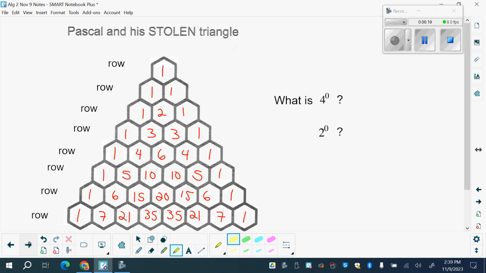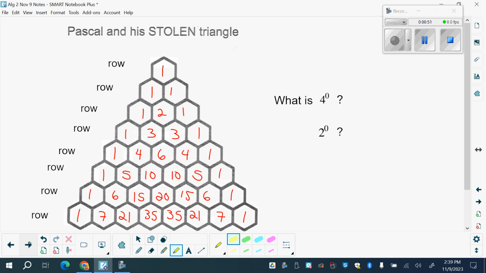Where the stolen triangle comes from. Pascal is the one that we named this triangle after, but it turns out, I don't remember when, but when he discovered it, it was 250 years after two other people already discovered it. Somebody who was Chinese and somebody who was Persian. And yet we call it by the name of the white guy. So that's why I'm saying it's a stolen triangle.